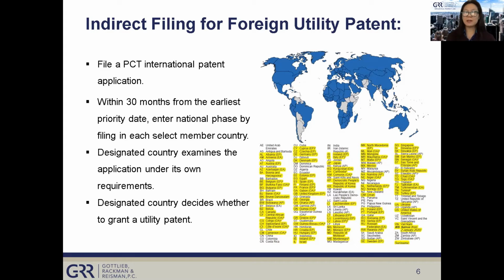But the designated countries are not bound by the search and the written opinion, and will often independently conduct their own searches in deciding whether or not to grant a particular patent.